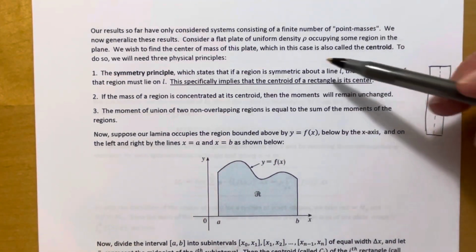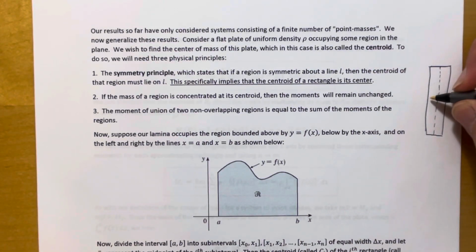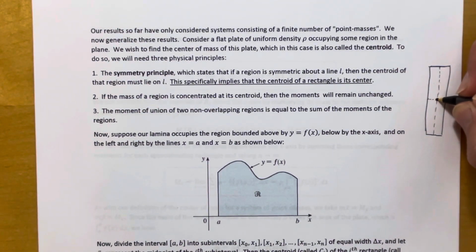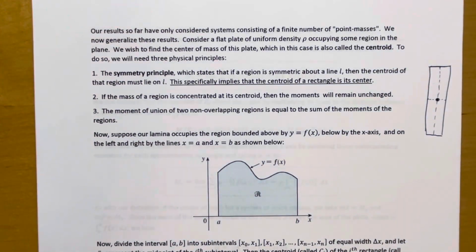Now, there's another line of symmetry I could consider, and that's if I put a horizontal line through that rectangle, right through its center, right through its middle. So this and this are mirror images of each other. This rectangle is also symmetric about that line. That means that the centroid has to also be on that horizontal line. There is only one point that's on both of those lines, and that's the exact center of the rectangle. So by this principle, the center of the rectangle is the centroid for this rectangle, okay?